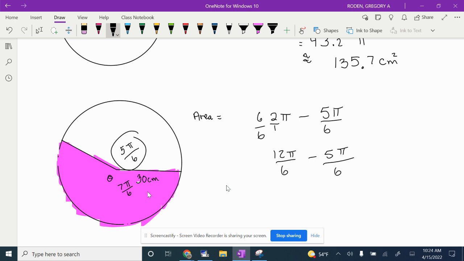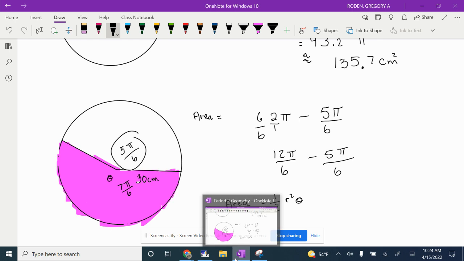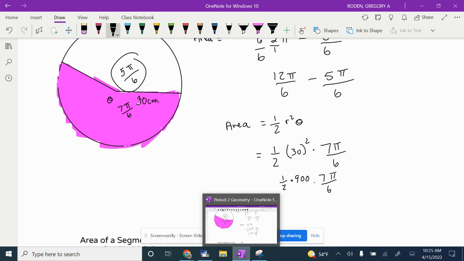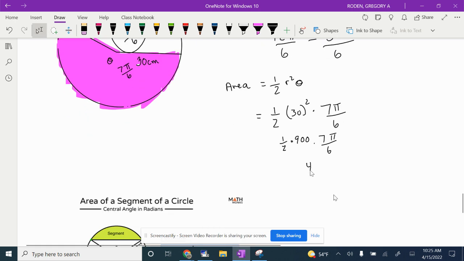Okay. Now, if I do it my way, then my area of the sector is just going to be 1/2 r squared theta, right, guys? And then I'm just plugging numbers in. I have 1/2 times 30 squared times theta, which is 7 pi over 6. It is the same answer, Chris. Yep. But I'm just showing you how I would do it. Now, 30 squared is 900, right? So this is 1/2 times 900 times 7 pi over 6. Half of 900 is 450, right? So this is 450 times 7 pi over 6.